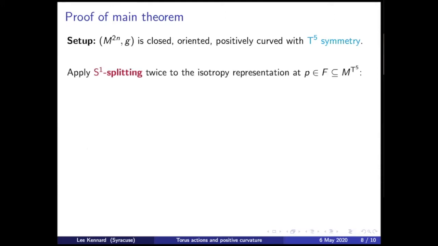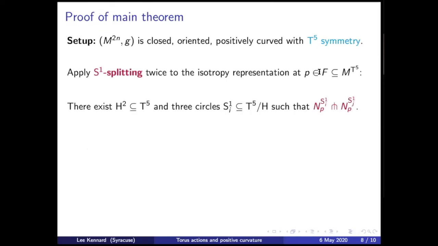So with T5 symmetry, remember we're studying one fixed point component at a time. We look at the isotropy representation. And with T5, you apply the splitting theorem twice. Again, I'm abbreviating the discussion quite a bit here, but when you apply it twice, you get a two-dimensional subgroup, and you have split off two circles, and you have one left over. So you have three circles and three different fixed point components, denoted by these things. And any two of them intersect transversely with another one. So you see now you have some choices with which transverse intersection to deal with.